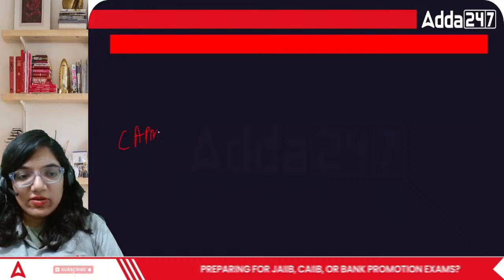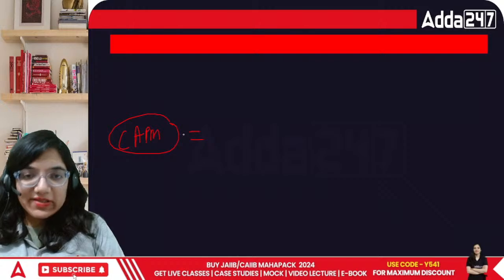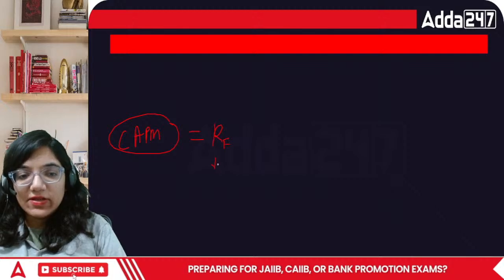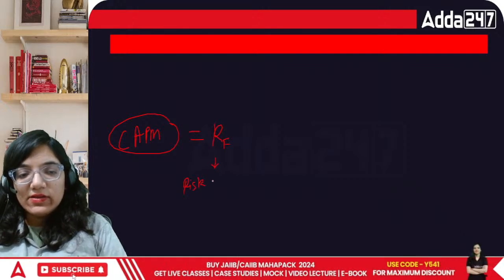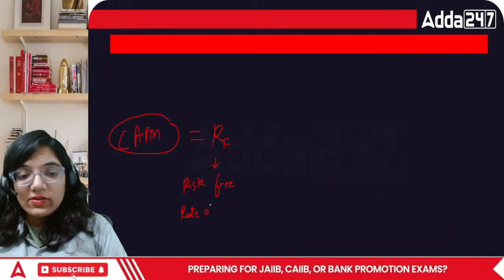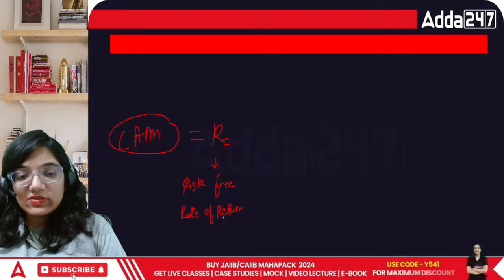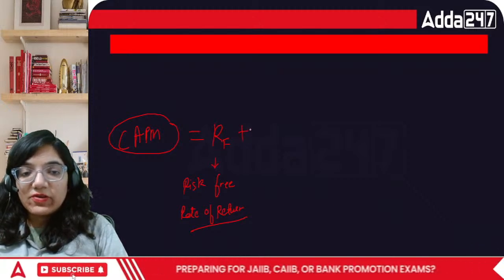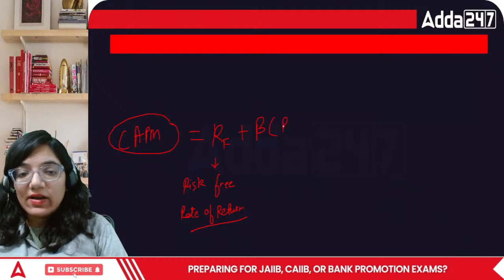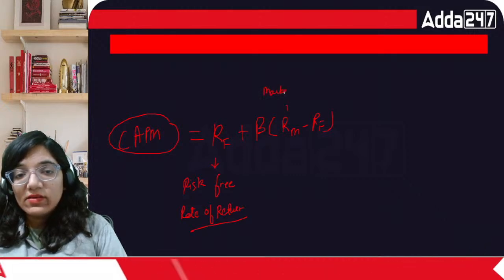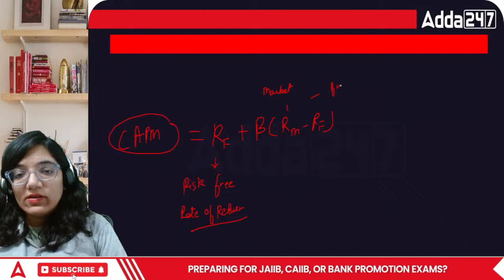What do you mean by CAPM? Capital Asset Pricing Model. I always find this particular model very important for the examination. CAPM says there is a risk-free rate of return. If I am investing in a specific area and there is no risk involved, there's a specific rate of return that I'll definitely make. Then plus, we have the beta. Then we have RM minus RF. This is the market rate, and this is the risk-free rate of return.